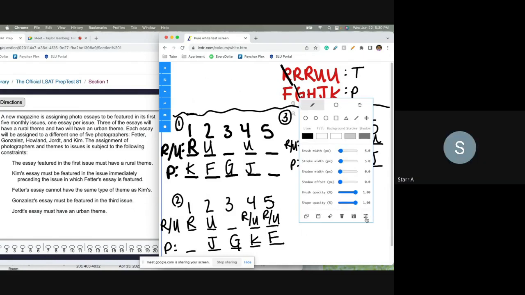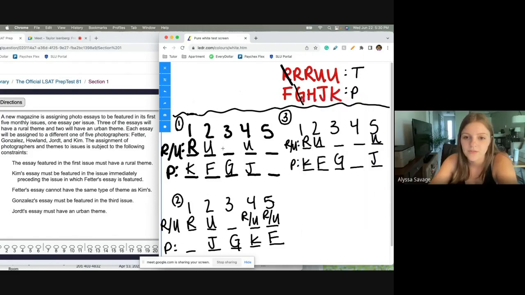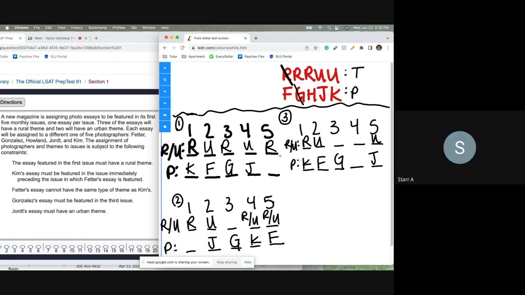Drag that back down. Okay, so you said the rest are going to be R's, which is right. What else can you fill in? And then the missing letter, which is H on the bottom. Yeah.